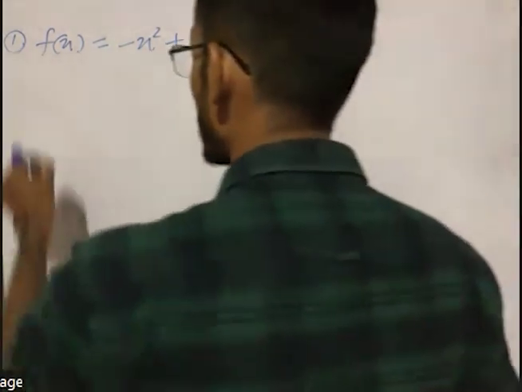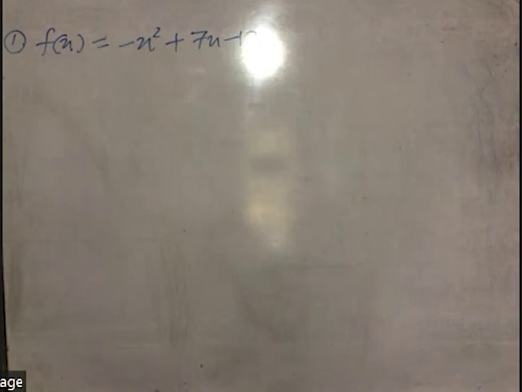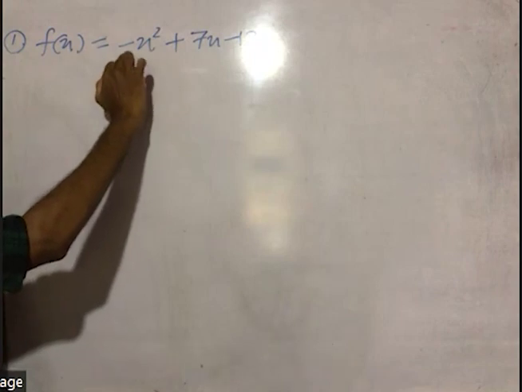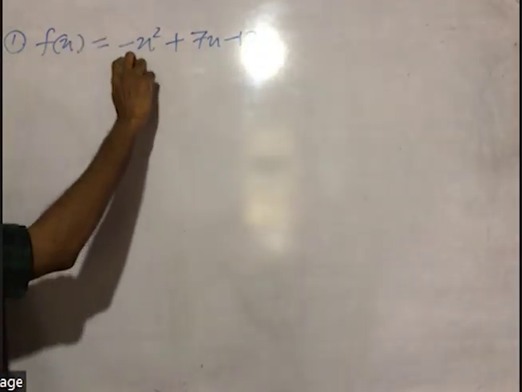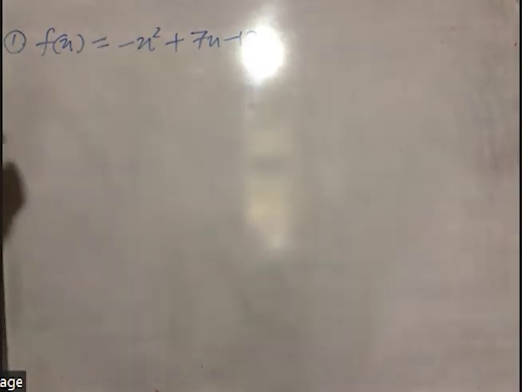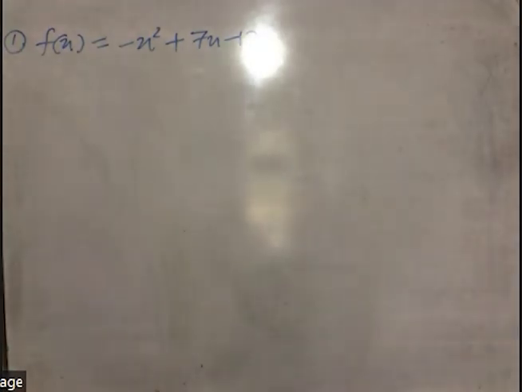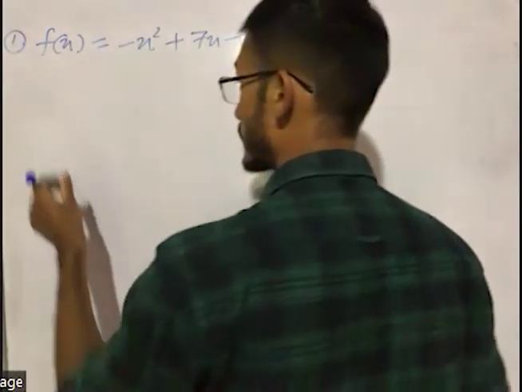Right. Now, to find the maximum point, how do you know there is a maximum point or minimum point? If you look at this function, the coefficient of x square term is negative. That means this graph has a maximum point, right? So now we can find the maximum point. We can use the completing square method, right?